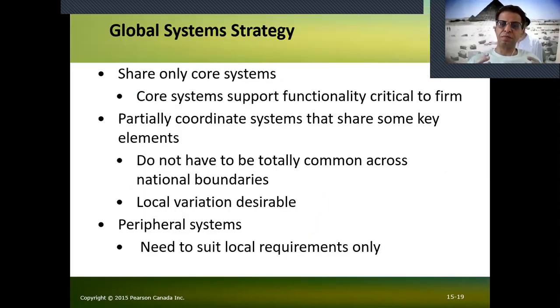Now, in the global system strategy, you share only the core systems. The core systems support functions critical to the firm, the core functions. Then there are partially coordinated systems that share some key elements; they do not have to be totally common across national boundaries, and local variation is desirable. And then you have the peripheral systems, which need to suit local requirements only. So there are three levels: the core, the regional, and the local or peripheral systems.